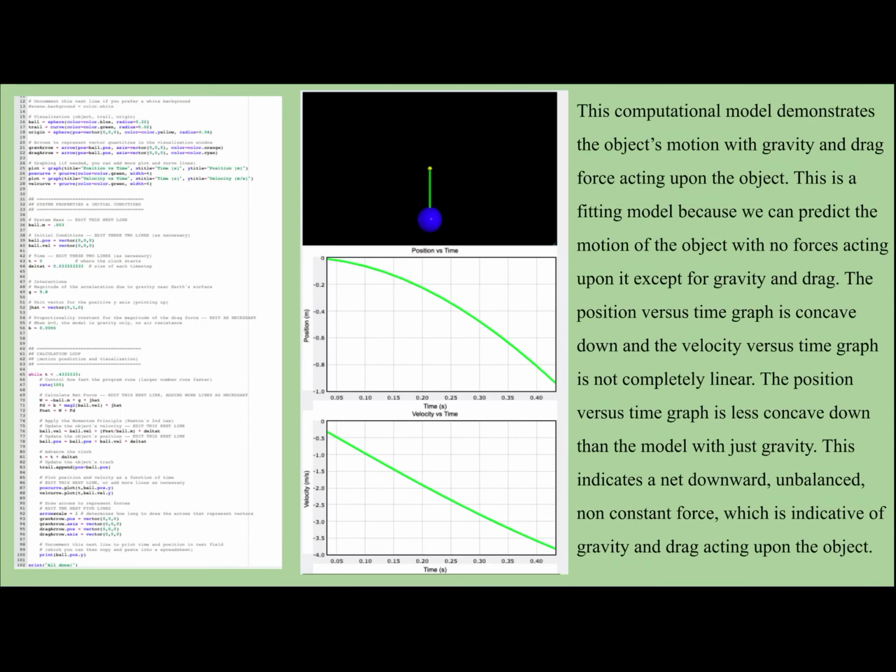And this is a computational model with gravity and drag acting upon the object. This is fitting because we can predict just gravity and drag acting upon the object and no other forces, which we can always do in the real world. And the position versus time graph is concave down, and the velocity versus time graph is not completely linear. But as we can see, it's less concave down than the model with just gravity. And this indicates a net downward, unbalanced, non-constant force, which is indicative of gravity and drag acting upon the object.